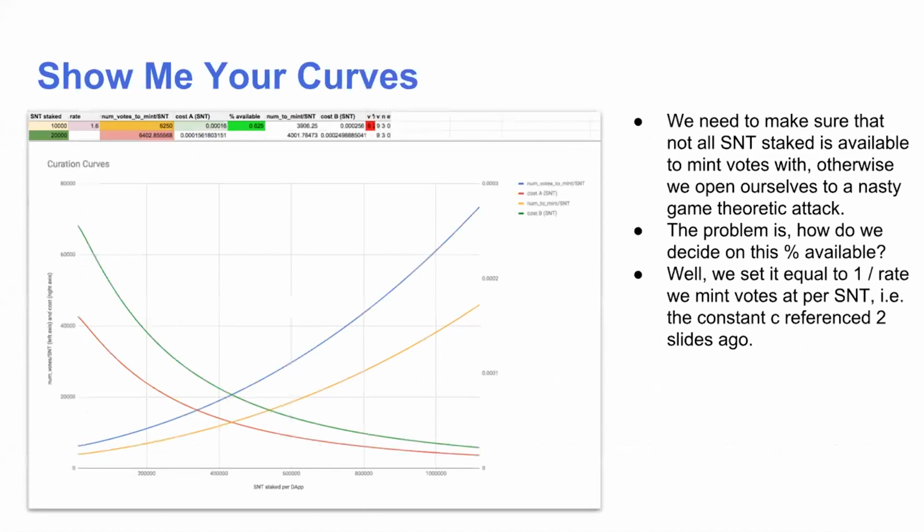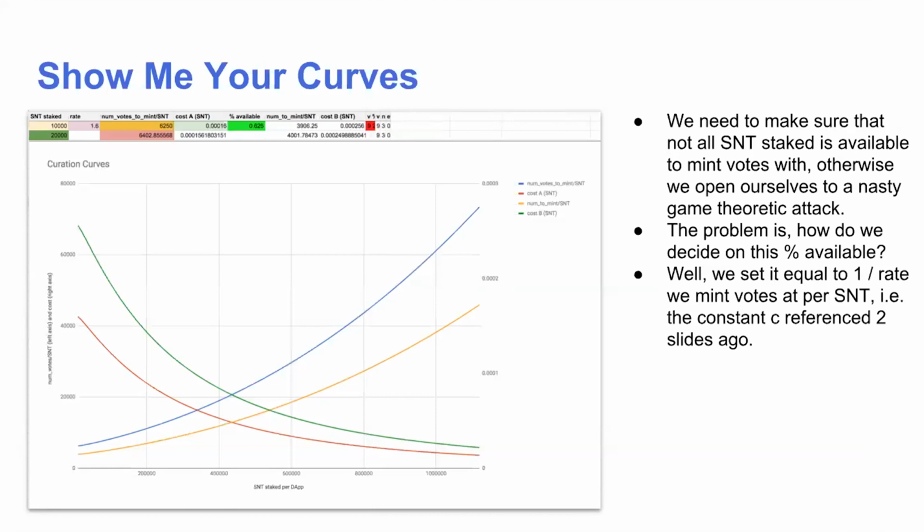So this is beginning to map out some of these subtleties, right? Instead of just having the red cost curve and the blue number of votes to mint curve, we then say, unfortunately, not all of the SNT that is staked by DApp developers to rank in the store can actually be available to mint votes with, because it leads to another kind of attack. So we have to say that only a certain percentage of the SNT that is staked is actually available to mint votes with. And the problem is, how do we specify that percentage? How do we know what's best, right?